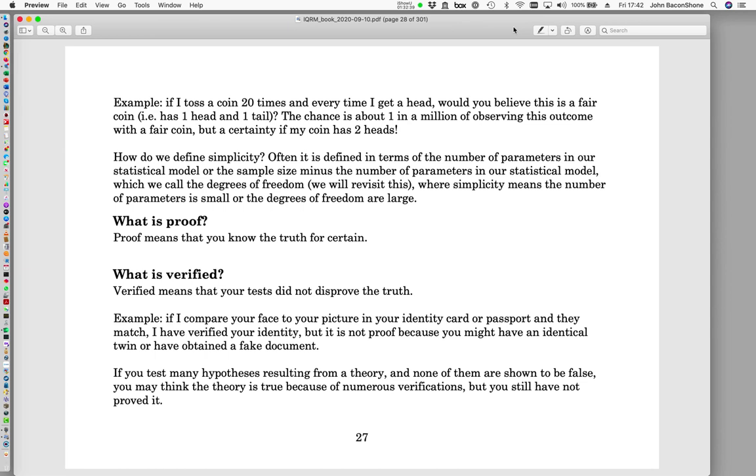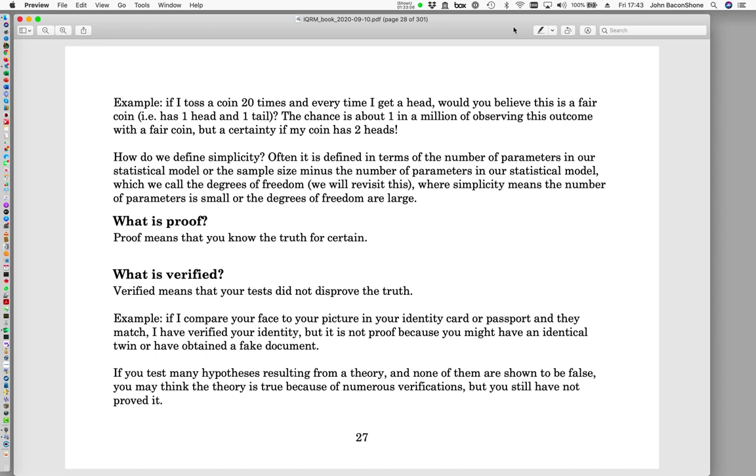Sometimes we look at it the other way around. We say the sample size minus the number of parameters in our model, which is sometimes called the degrees of freedom. So simplicity would mean either that the number of parameters is small or that degrees of freedom is large. So if the degrees of freedom are large, that means the number of parameters is small compared to the number of data points.